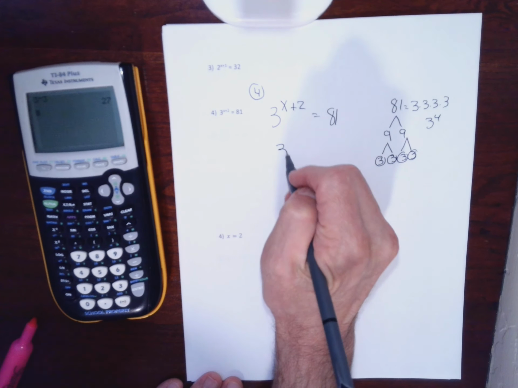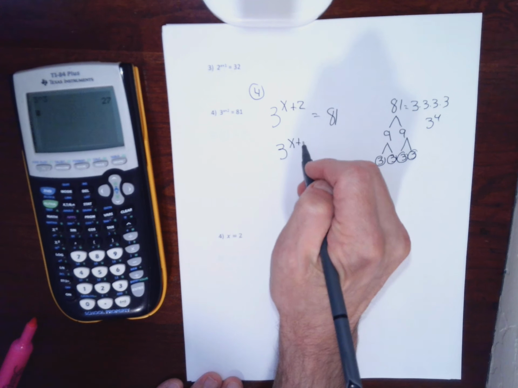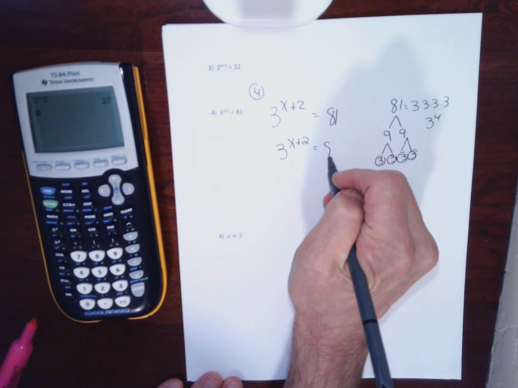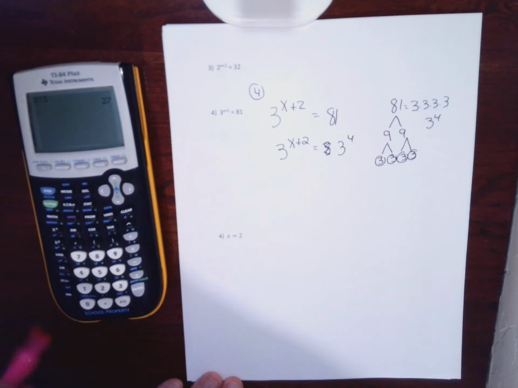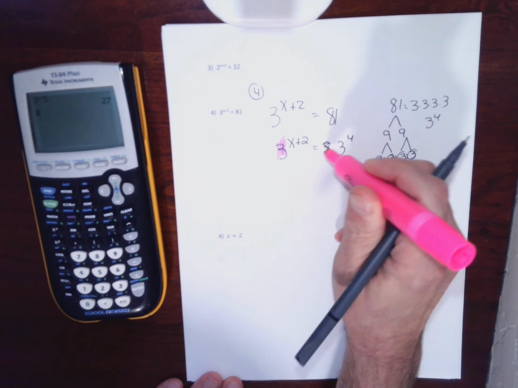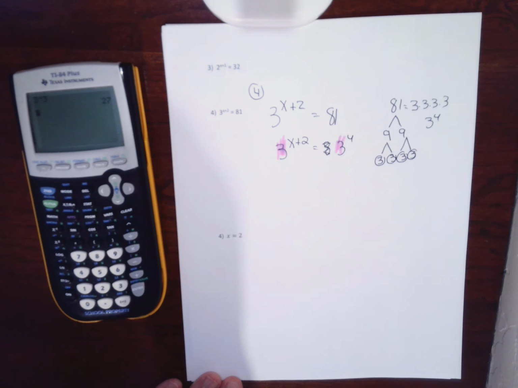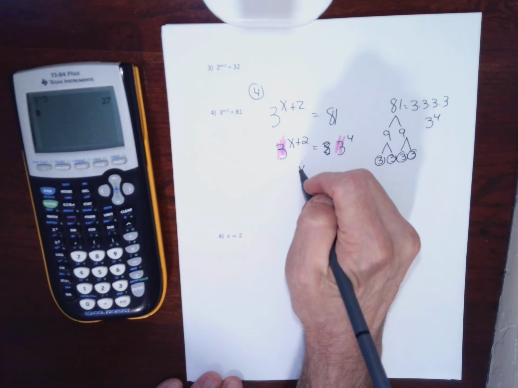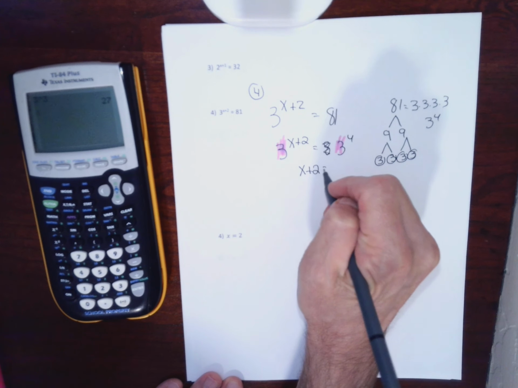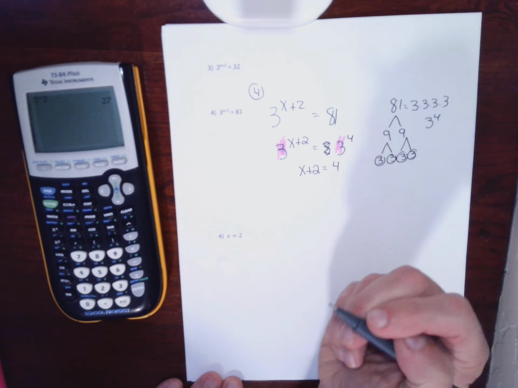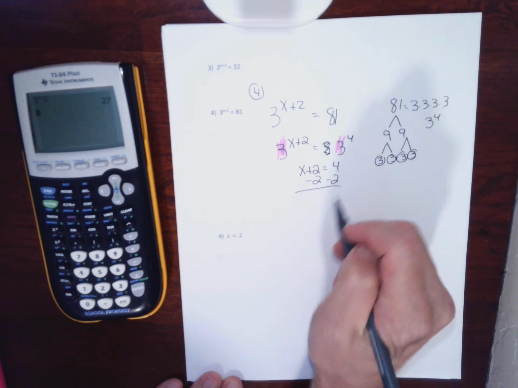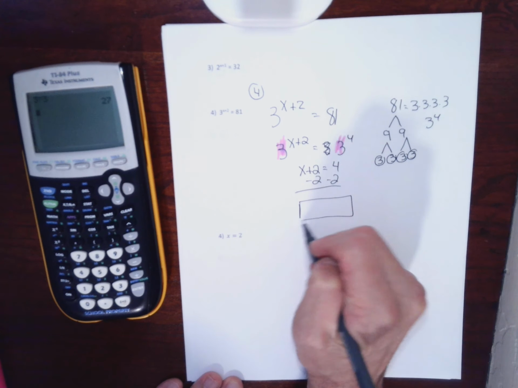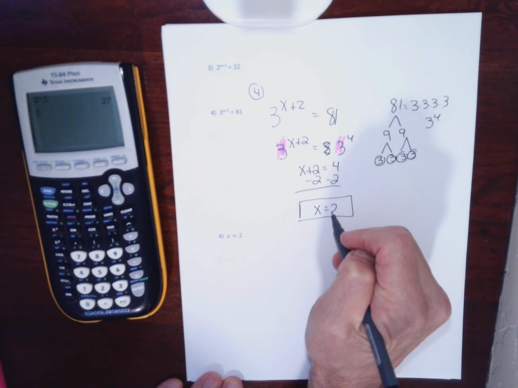So I can rewrite problem 4 as 3 to the x plus 2 equals 3 to the 4th. If it's possible to get both sides written with the same base, then you can drop the bases and equate the exponents. Now I have to do one step to isolate the x to get my answer. My answer for problem 4 is going to be x equal to 2.